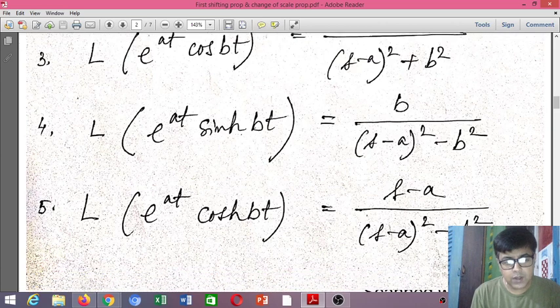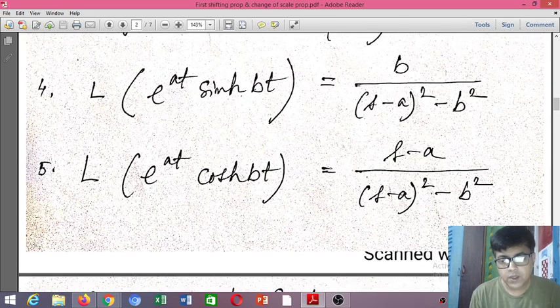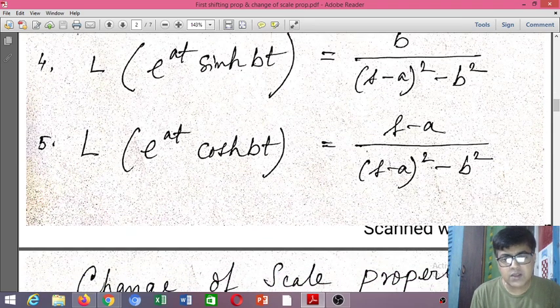And lastly, if we multiply e to the power at with cos hyperbolic bt, and we already know L of cos hyperbolic bt, then L of e to the power at into cos hyperbolic bt will be (s minus a) divided by (s minus a) whole square minus b square. So the results are easily applied on the elementary functions, and we get more new results based on the first shifting theorem of Laplace transform.